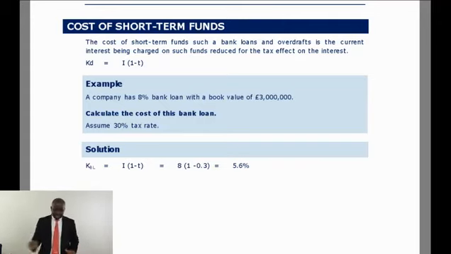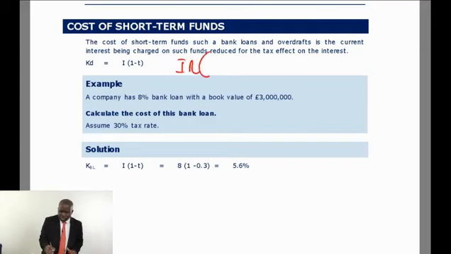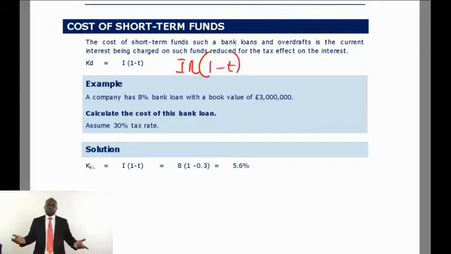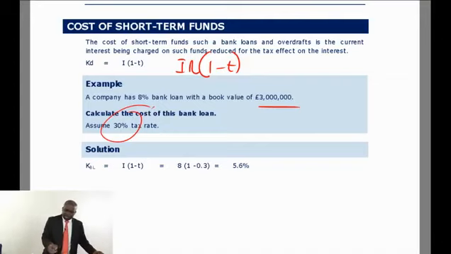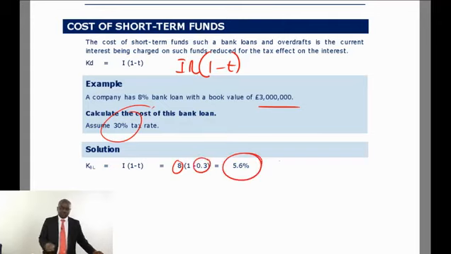And as such, it is the interest rate. It's not interest. It should be the interest rate times (1 minus T), because you are expressing it as a percentage. So when they tell you to calculate the cost of a bank loan, it's not part of it. A company has an 8% bank loan with a book value of 3 million. What will be the cost of the bank loan if there is 30% tax? The formula: your interest rate is 8%, tax is 30%, so the cost of the bank loan is 5.6%.